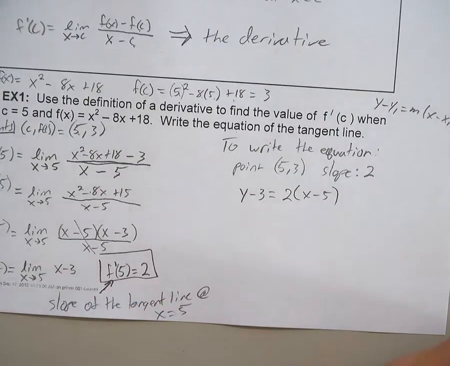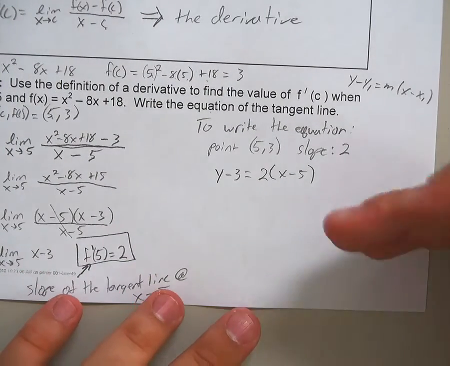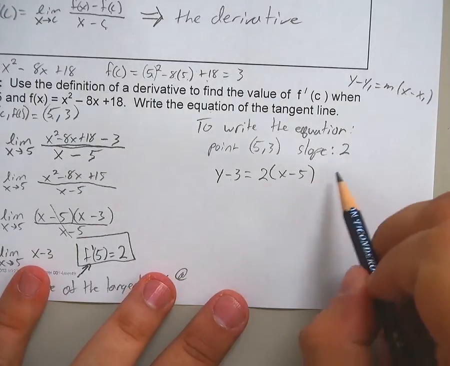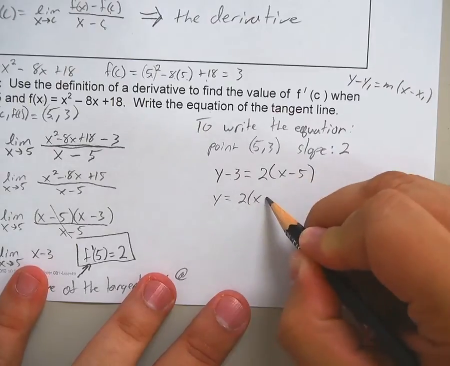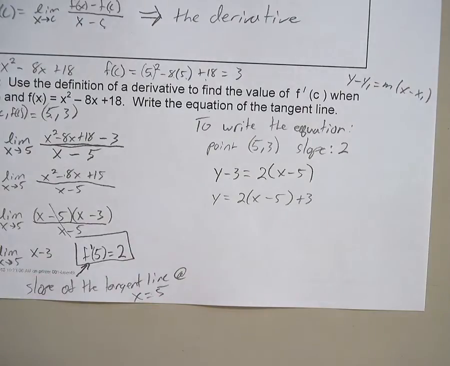Now, with that, if you wanted to, you could even check this on a calculator. I'll show you how that works here. To get it into a form where you can use it on the calculator, you got to move your minus 3 over here to a plus 3. So it's y equals 2 parentheses x minus 5 plus 3. Leave it like that. It'll be fine where it's at. Now I can actually check that on a calculator.